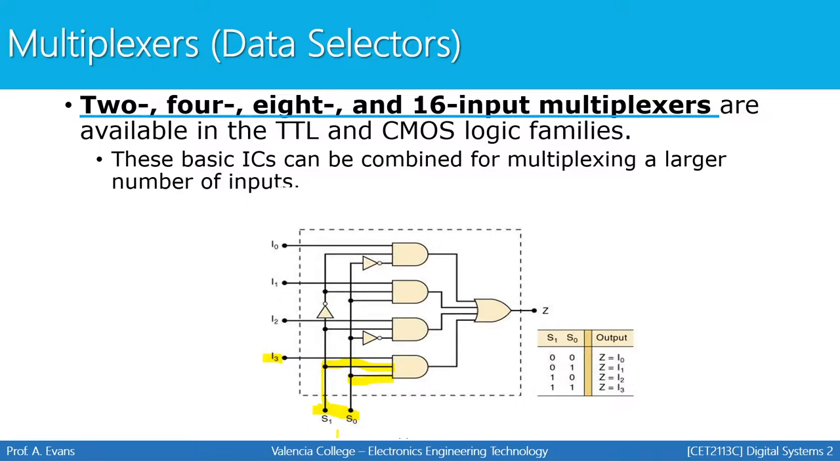Meanwhile, all of the other AND gates would have an output of 0 because S1 and S0 eventually get inverted in several other places, and you can follow that on the diagram and see that all of the other AND gates would have an output of 0 regardless of what the other inputs are. So a multiplexer, again, will just output one of your inputs based on the selects.